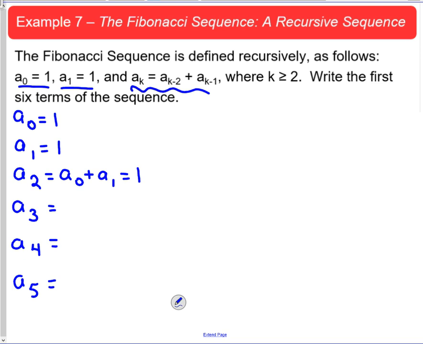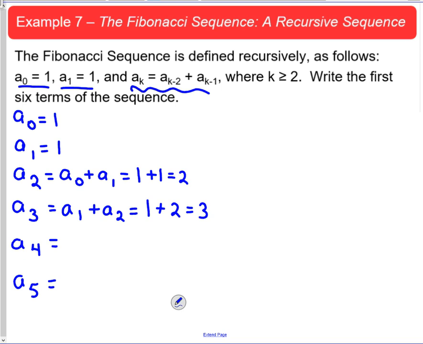So I'm just going to add a 1 and a 1 together to get 2. To get the third term, take the first term and the second term, add them together. First term was 1, second term was 2. We get a grand total of 3.